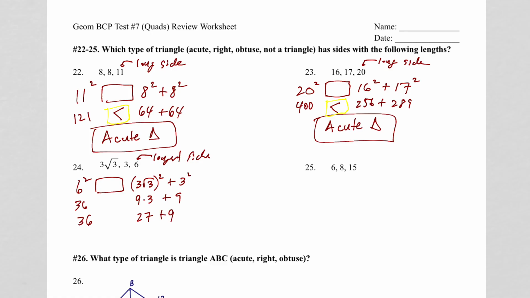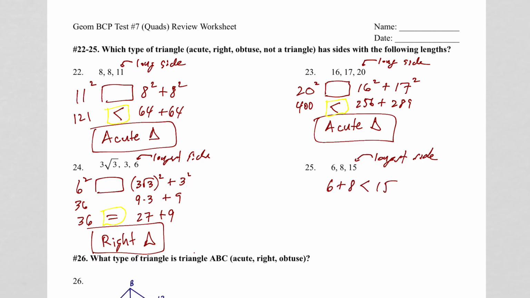36 is equal to 27 plus 9. So this is a right triangle, and that's because it was equal. Okay, the longest side is 15. But 6 plus 8 is less than 15. That means we don't even have a triangle. This is not possible. So this is not a triangle.